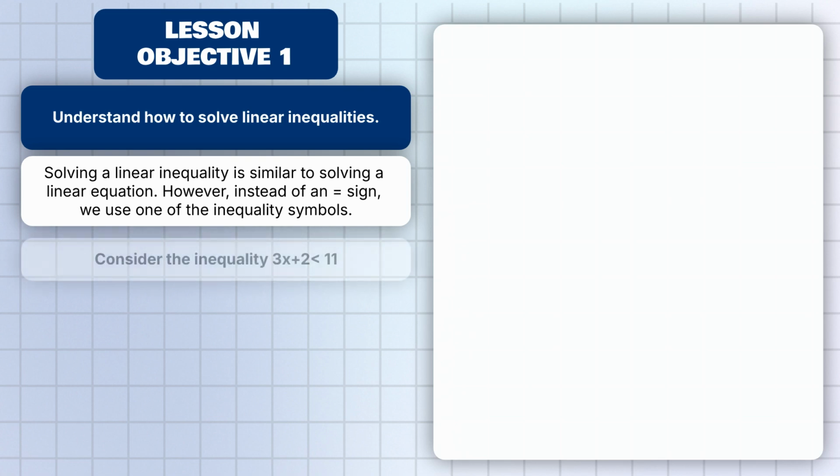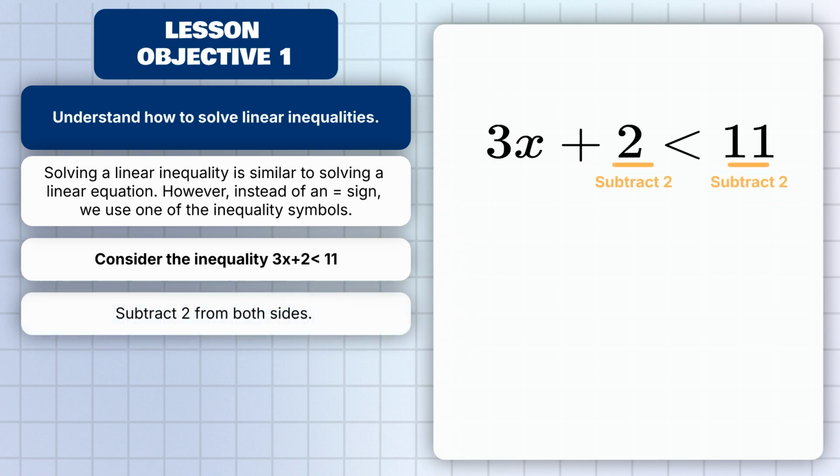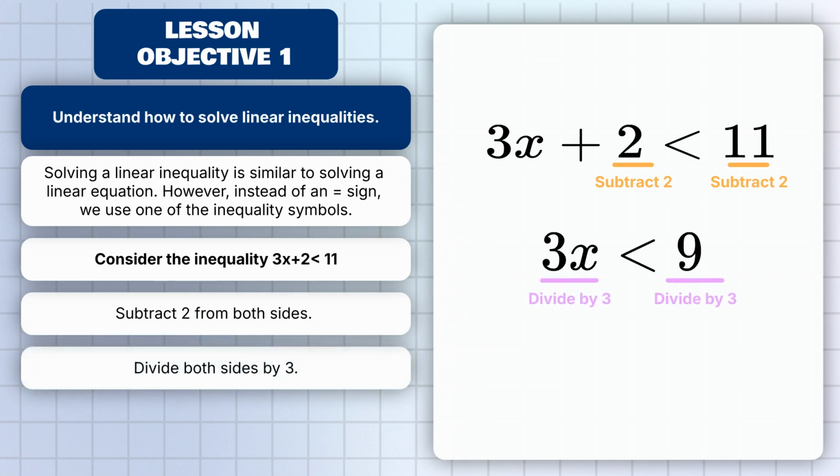For example, consider the inequality 3x + 2 < 11. To solve it, we follow these steps. First, subtract 2 from both sides, leaving us with 3x < 9. Then divide both sides by 3, which gives us x < 3, so the solution is x < 3.